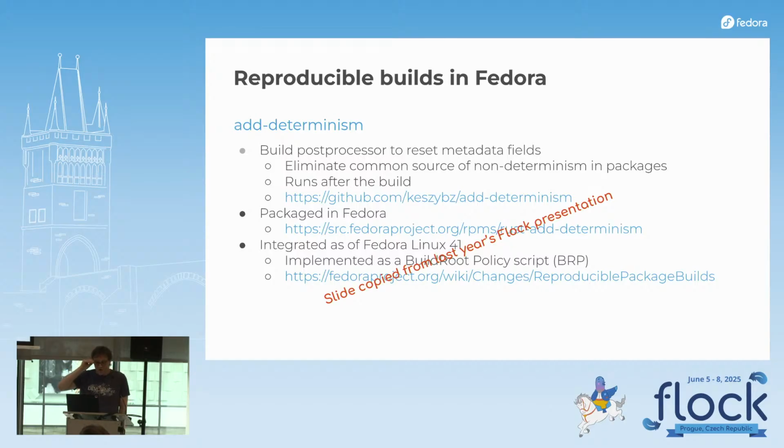About a year ago, we added a tool called add-determinism to the default build root definition. It's a build root policy script. Well, it's not a script because it's written in Rust, but the name is script. The idea is that this is a tool that runs by default and fixes common issues in packages when it would be too annoying or hard to fix them in the package spec file itself.